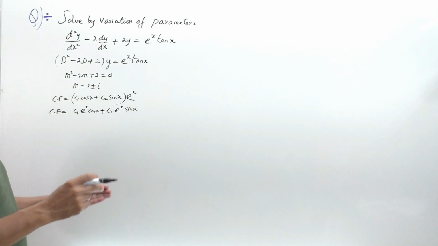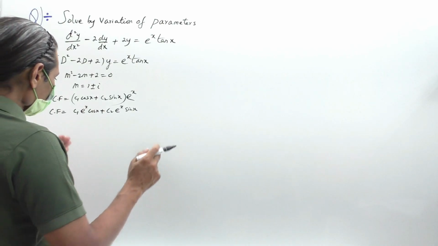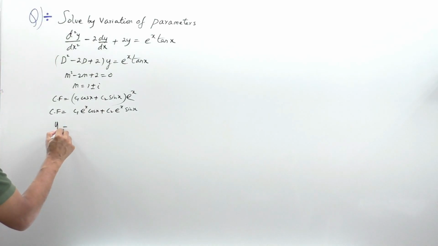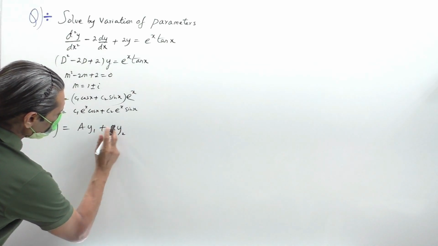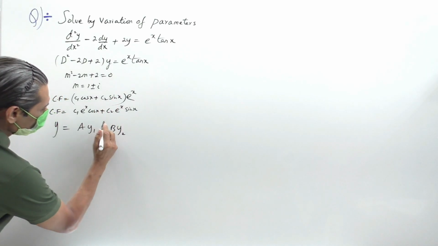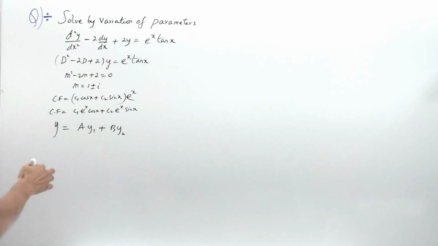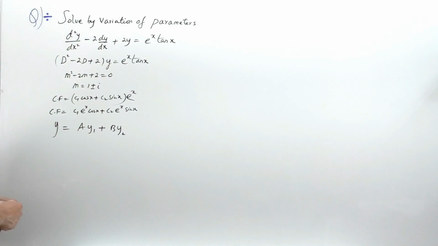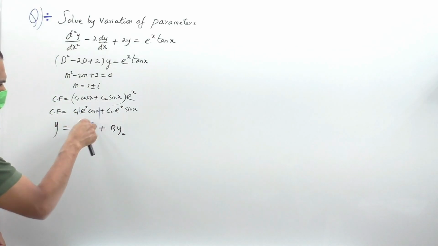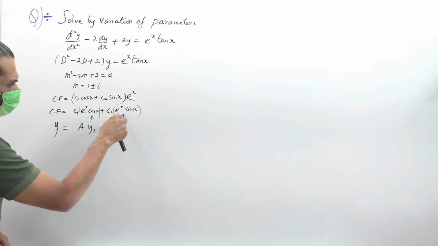Now, we discussed the method of variation of parameters in earlier problems also. The solution is given as y is equal to A y1 plus B y2. We don't find any pi and all here. So, we find the solution as totally A y1 plus B y2. The solution totally depends upon the complementary function. So, here y1 is e raised to x cos x and y2 is e raised to x sin x.